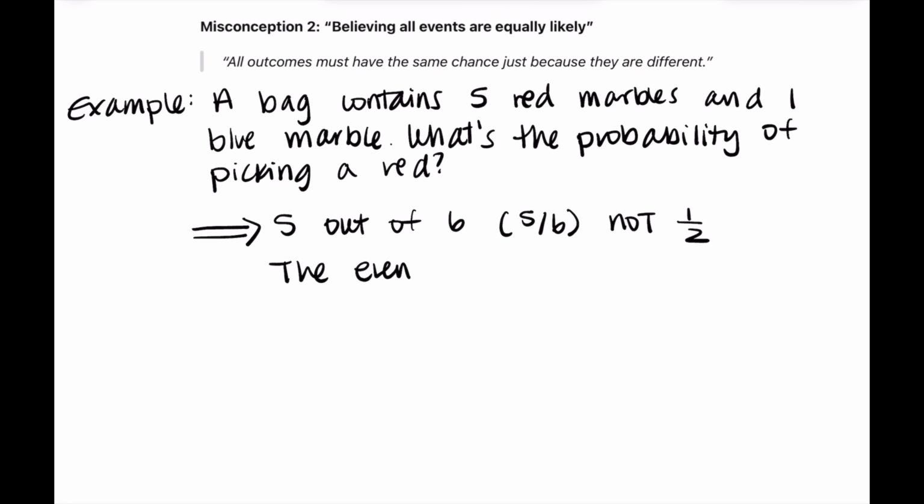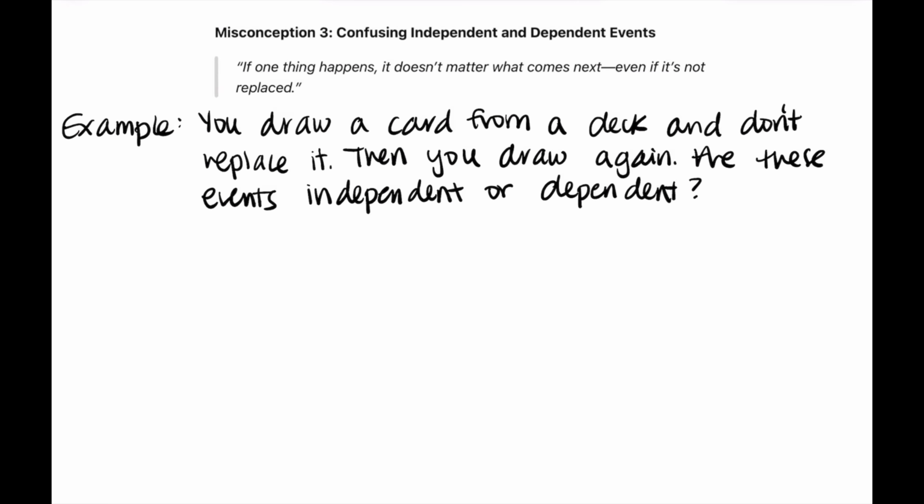Well, some people would say, okay, well, we have red marbles and blue marbles, so if we want a red one, probably 1 out of 2. However, that's not the case here because we have 5 red marbles. So the chances of picking a red marble would be 5 out of 6. Not 1 out of 2, because the events are not equally likely. So this is another misconception, something to look out for. Now we'll move on to our third misconception.